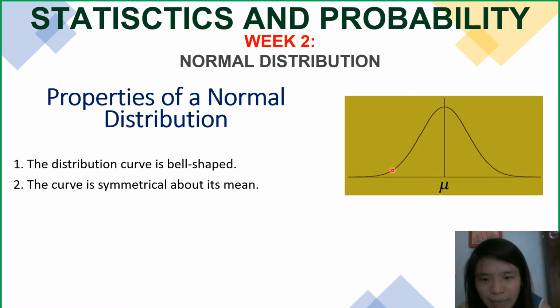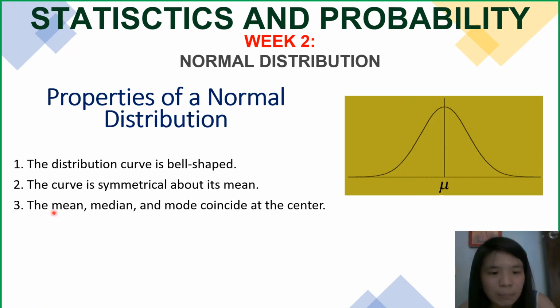Yung left side niya, kamukhang-kamukha niya or mirror siya ng right side niya. Magkamukha ba or equally ba sila? Equal ba yung area ng left side ng mean natin sa right side ng mean natin? Yes, right? So, tama tong pangalawang property ng normal distribution.